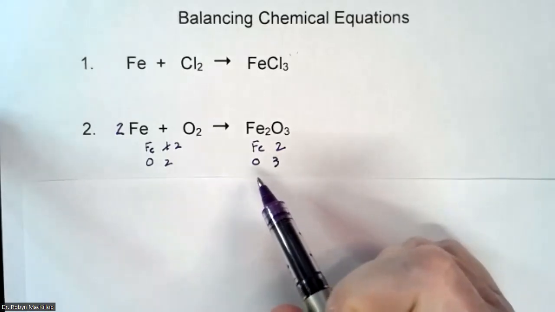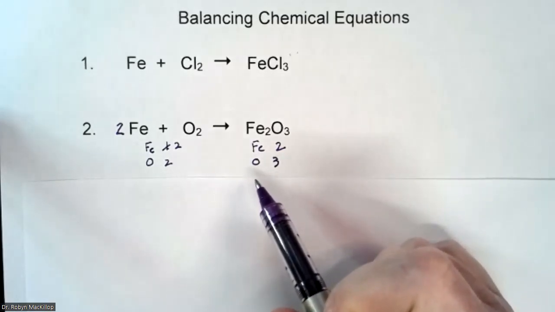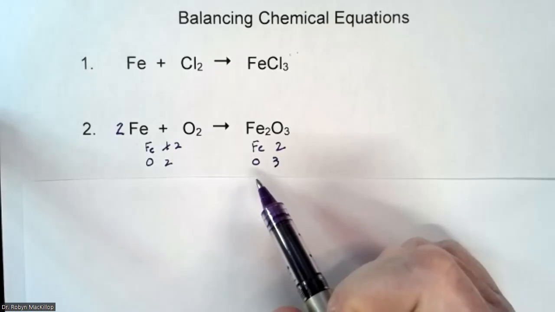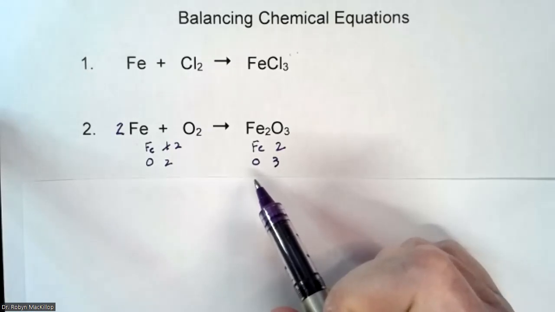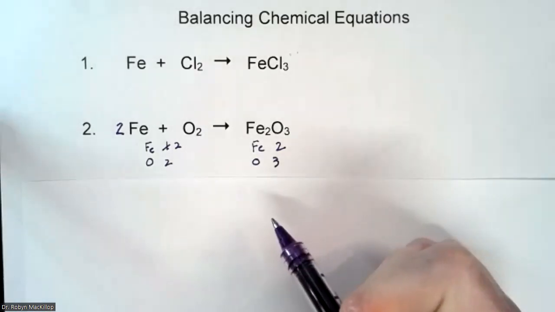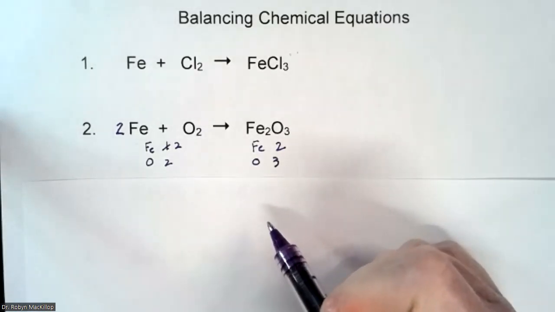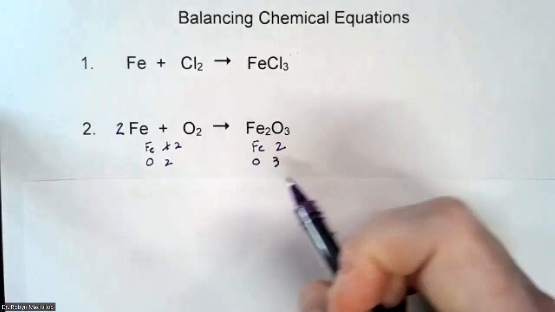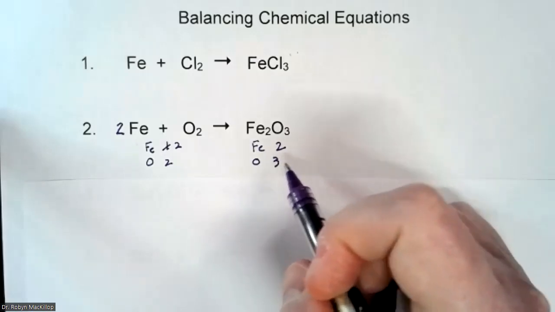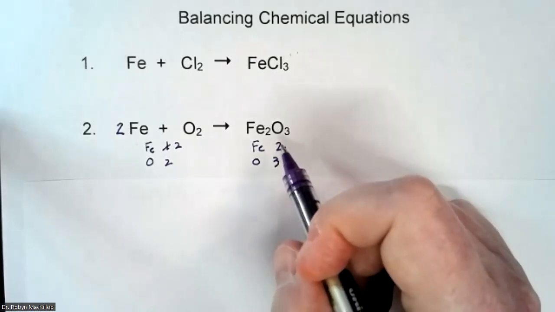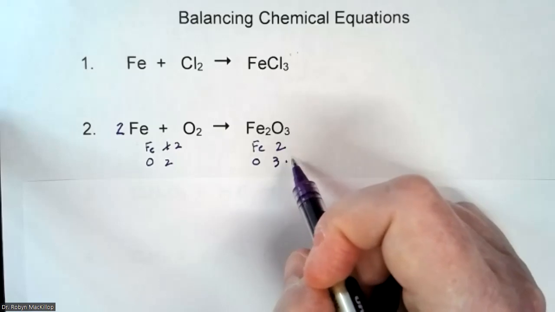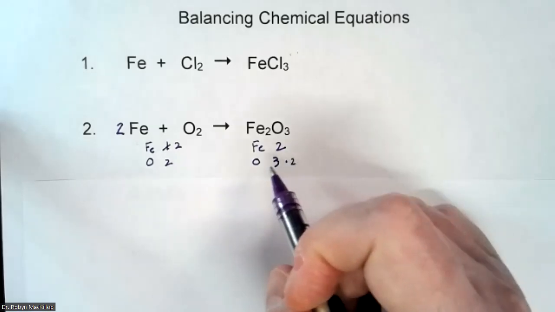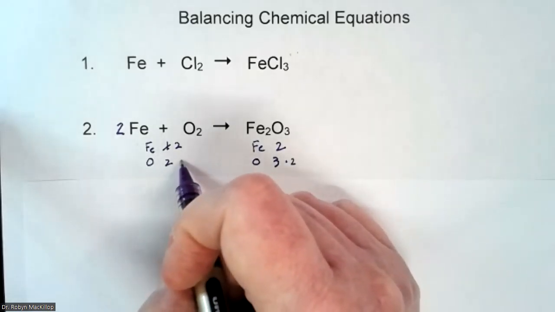So if you've got 2 of something and 3 of the other, and you need to get them up to the same number, 6 would be the lowest common. So would it work if you just times those together? Yes, it absolutely would. So we need to get these up to 6. That means we need to times this side by 2 and this side by 3.